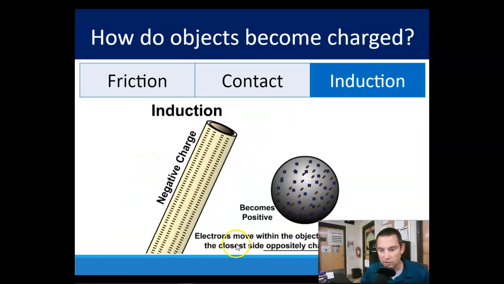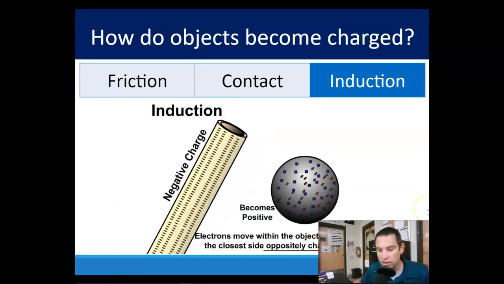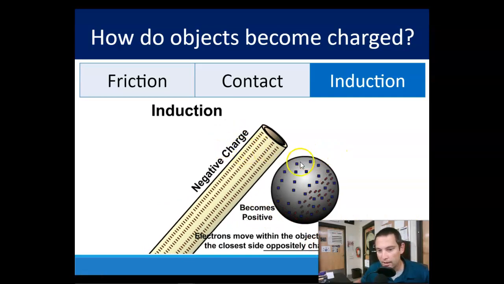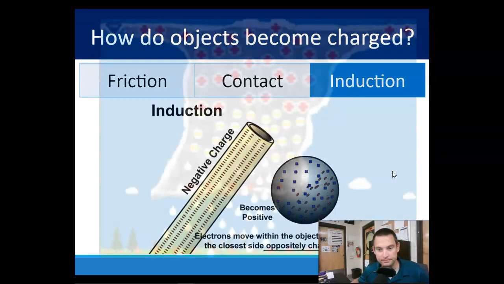Here's induction. Electrons move within the object, making the closest side oppositely charged. Negatively charged rod, a neutral sphere becomes positive on one side. This is charging through induction.